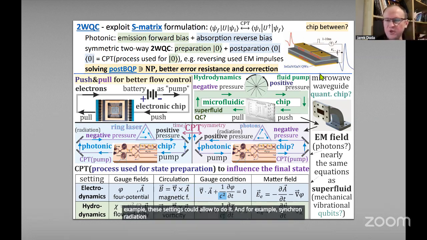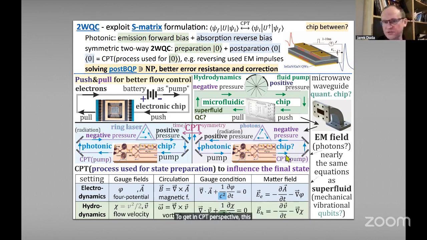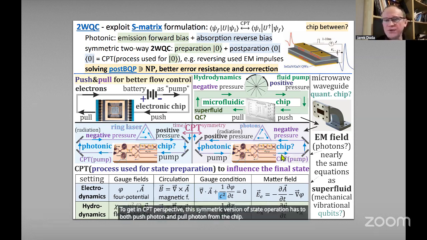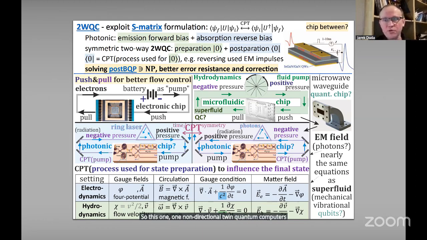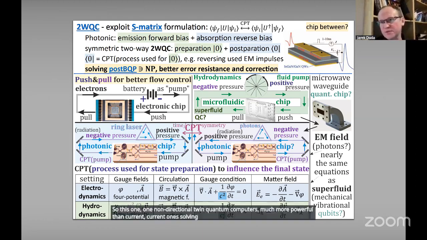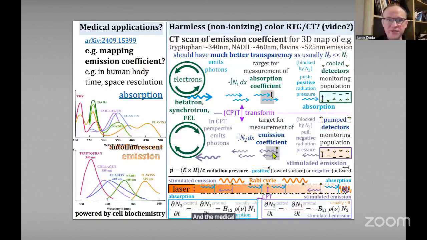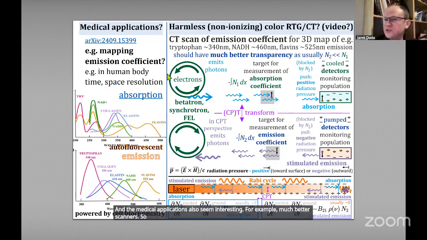So I think that there are ways to get the symmetry of pushing a photon into, which is used for state preparation, to get, in the CPT perspective, this symmetric version of state preparation. Yes, both push a photon and pull a photon from the chip. So these non-directional two-way quantum computers, much more powerful than current ones, solving NP problems, so maybe breaking current ciphers. And the medical applications are also extremely interesting. For example, much better scanners. So we think about scanners based on this positive radiation pressure, but building medical scanners on negative radiation pressure, that would be much better.